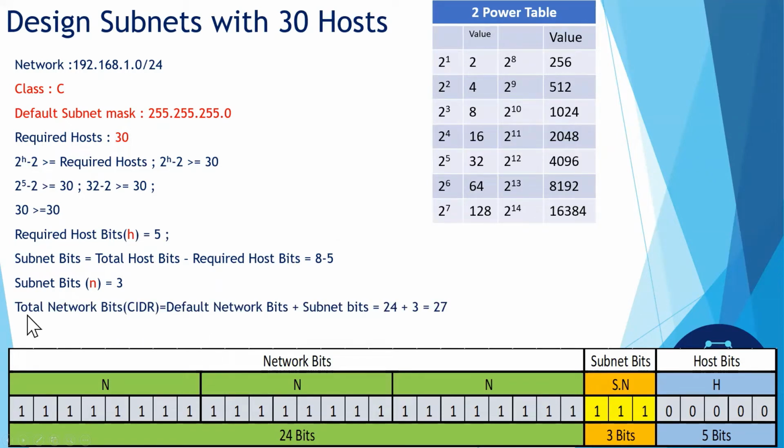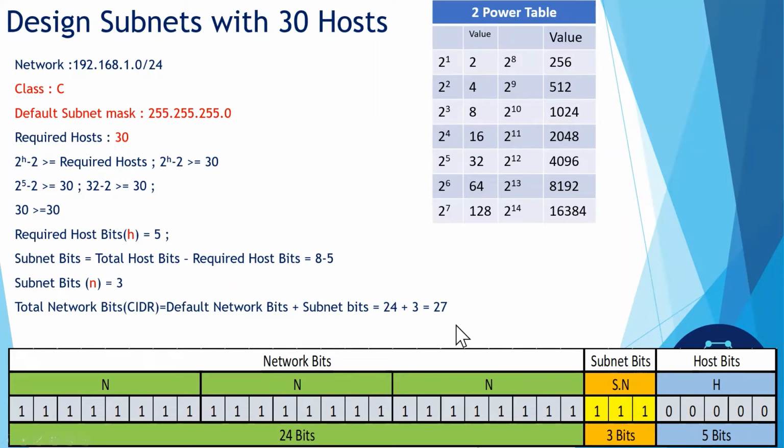Next, we are going to find out total number of network bits. The formula is default network bits plus subnet bits. For class C IP network, the default network bits are 24 and subnet bits are 3 for this example. So 24 + 3 = 27. Total number of network bits are 27.